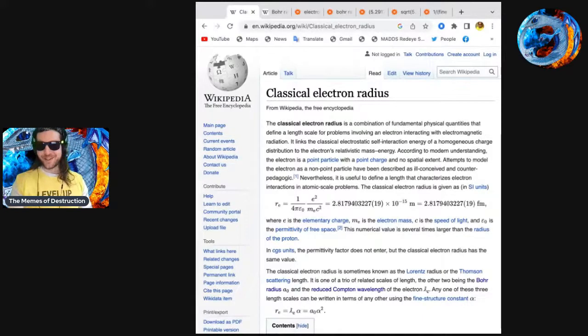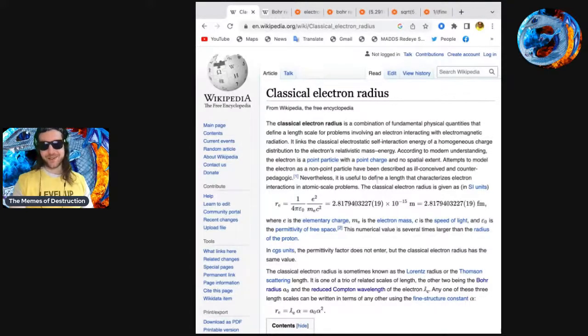According to modern understanding, the electron is a point particle with a point charge and no spatial extent. Attempts to model the electron as a non-point particle have been described as ill-conceived and counter-pedagogic. Nevertheless, it is useful to find a length that characterizes the electron interactions in atomic scale problems.